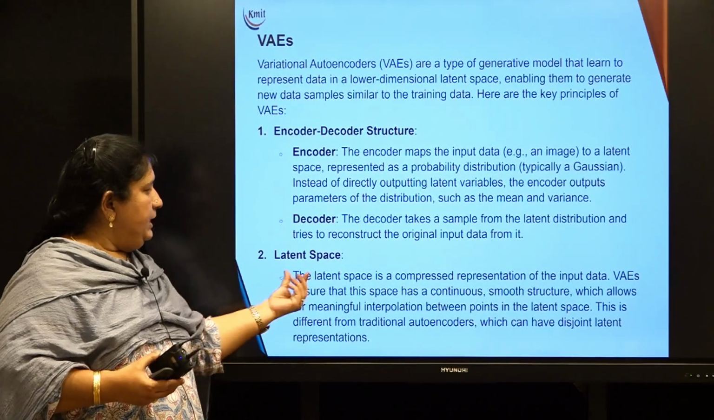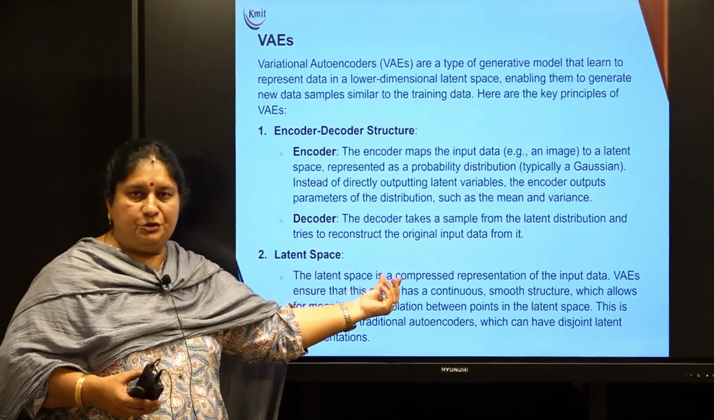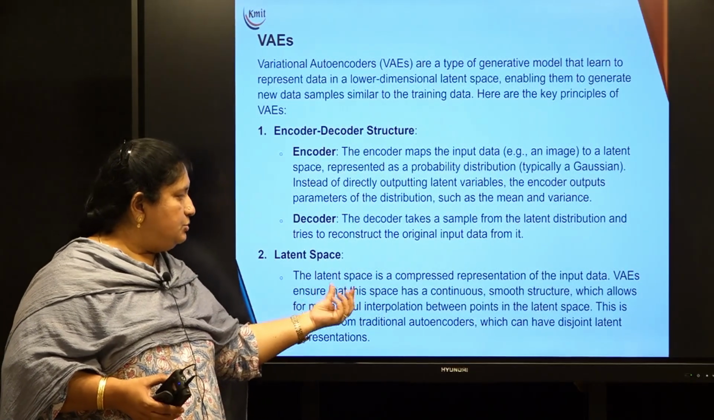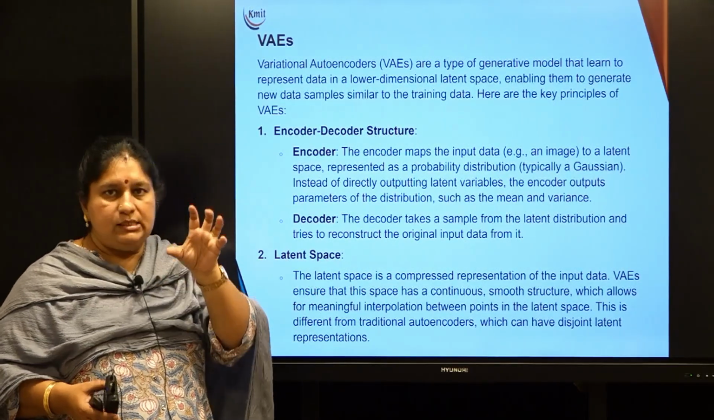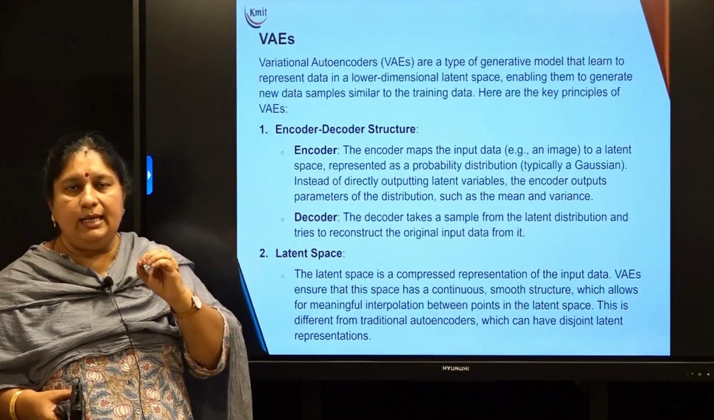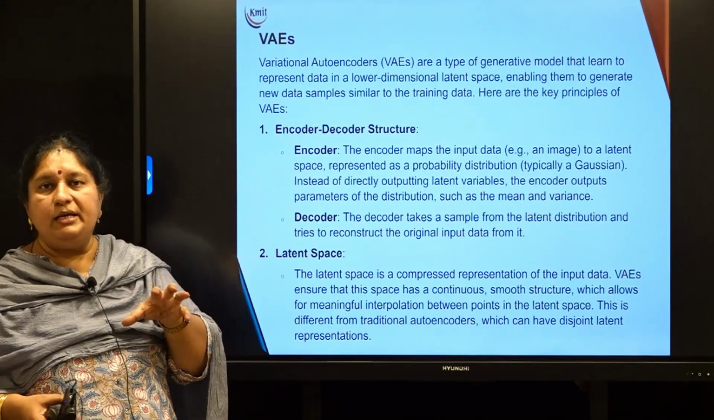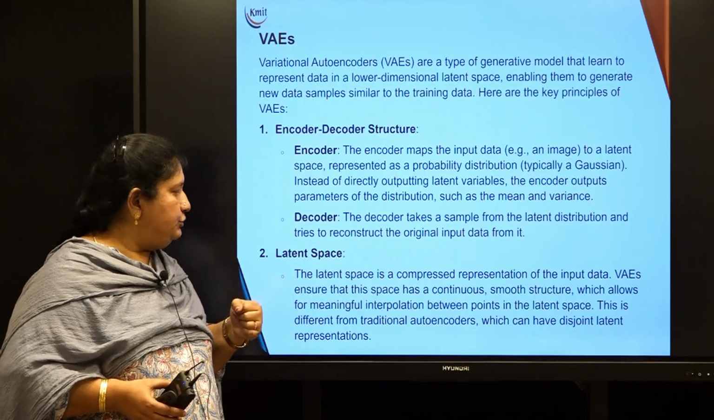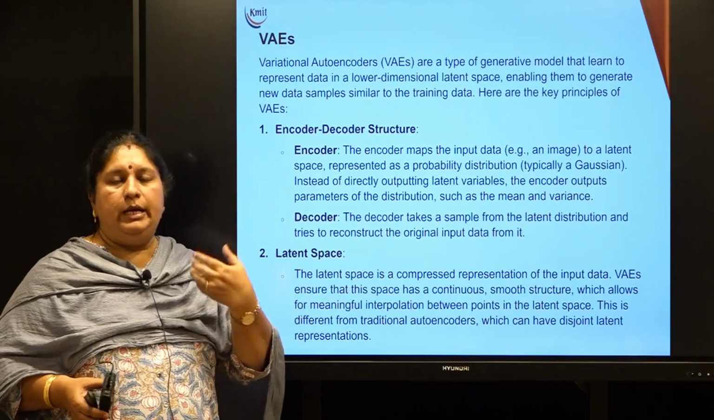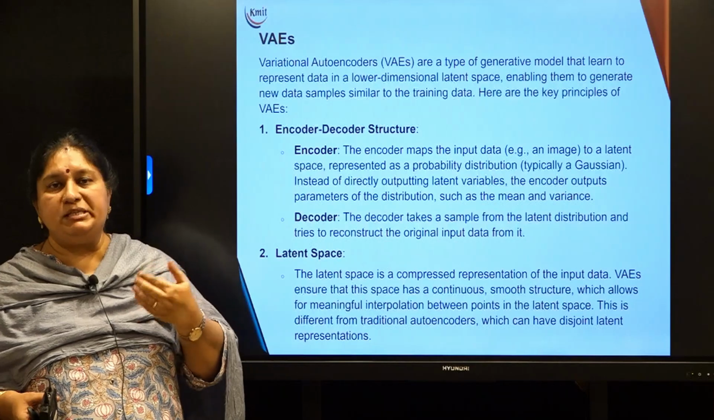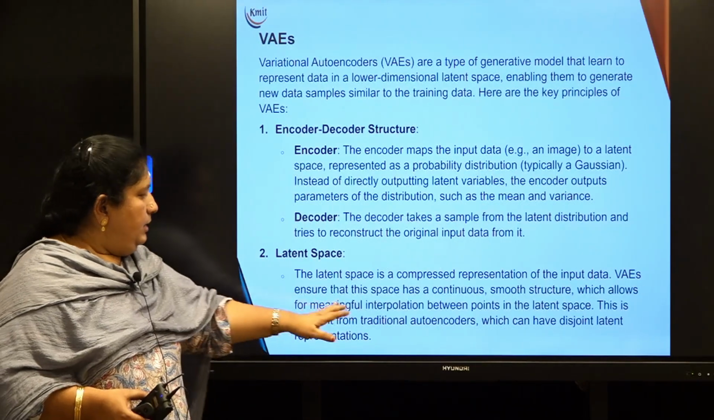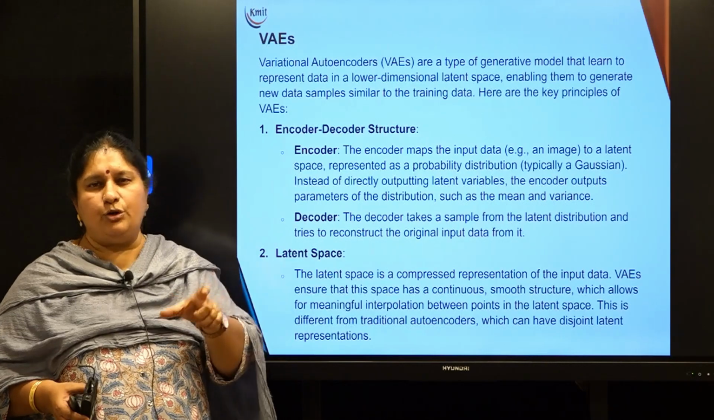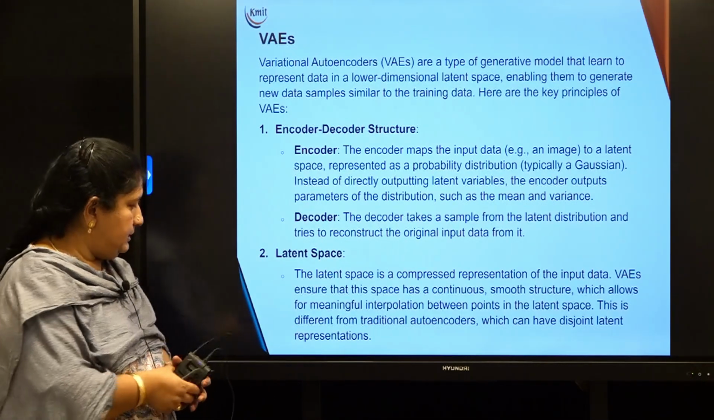Latent space is the compressed representation of the input data, and the variational autoencoders are trying to make sure that this space is continuous. It contains continuous information rather than discrete information, and it also has a smooth structure wherein the interpolation of the points becomes easy for the decoder. And this is different from the traditional autoencoders, which have disjoint or discrete latent spaces.